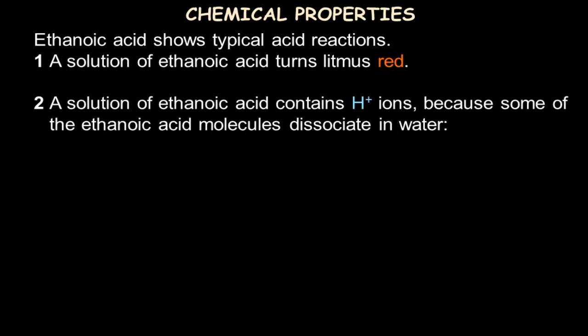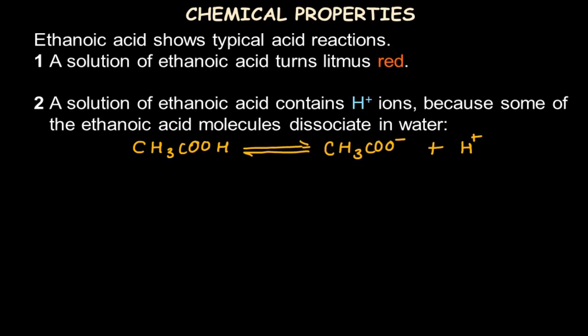Also, a solution of ethanoic acid contains H plus ions. Because it's an acid, it should have H plus, that is hydrogen ions, and some of the ethanoic acid in the water is going to dissociate to produce these hydrogen ions. Now, as we have taken an example of ethanoic acid, the formula of ethanoic acid I'm writing here, and in short I'll write a reversible reaction to show that this is an acid which is going to dissociate into CH3COO minus and the hydrogen ion.